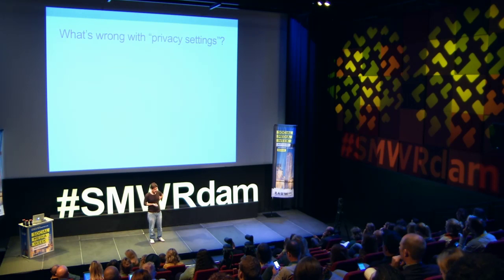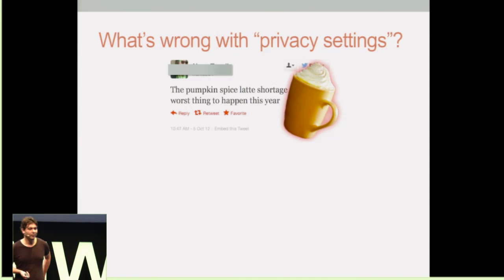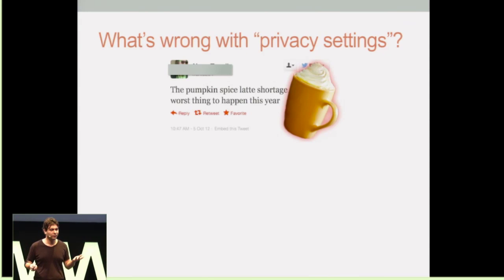A third thing that is wrong with privacy settings is, well, another example. We all have these kinds of people in our social networks. Well, they complain a lot and then they post stuff that you don't really want to receive. You don't want to see that.